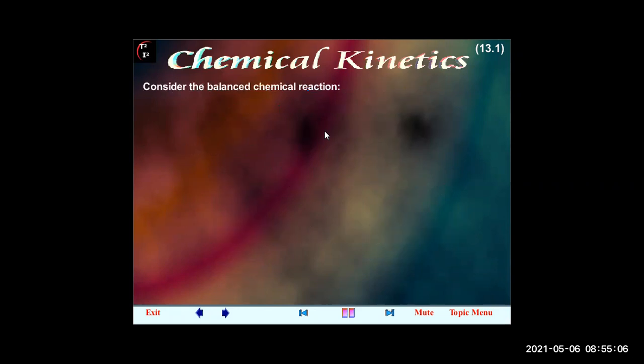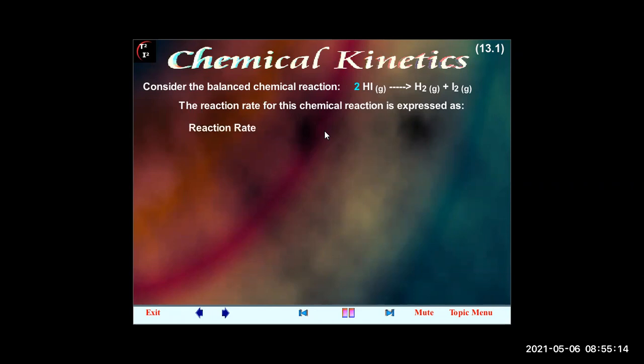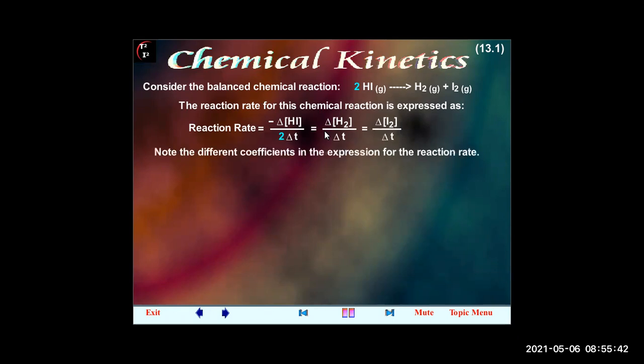Consider the balanced chemical reaction. The reaction rate for this chemical reaction is expressed as: reaction rate equals negative change in the concentration of HI divided by 2 times delta t, equals change in concentration of H2 divided by delta t, equals change in concentration of I2 divided by delta t. Note the different coefficients in the expression for the reaction rate.